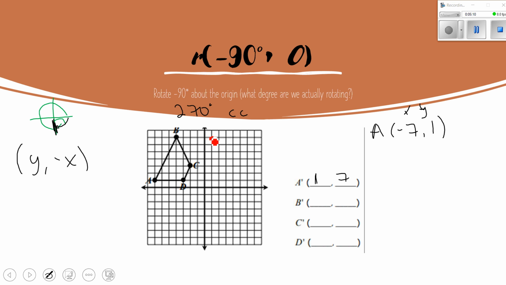All right, next you have B. B starts at, let's see, negative 4 comma 7. So you want to change it into y comma negative x. Your y value is 7. Your negative x value will be positive 4. So you go 7, up 4.